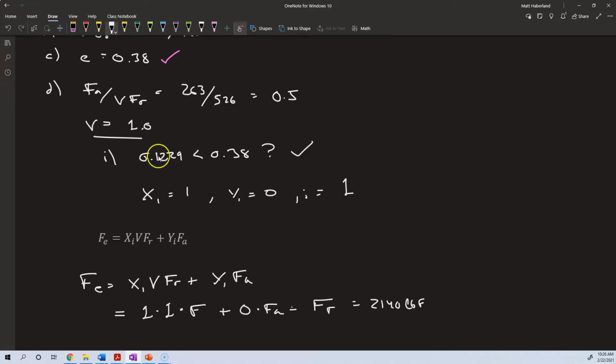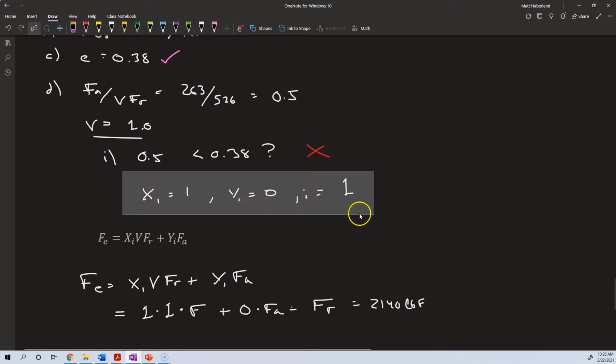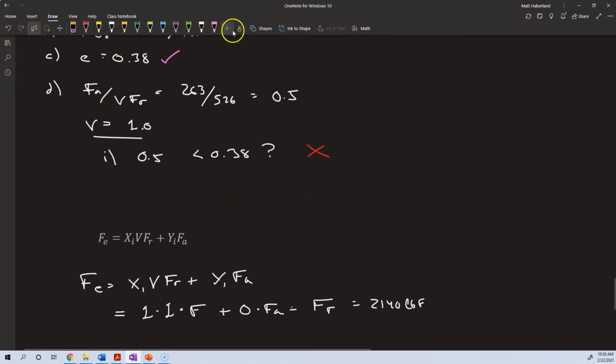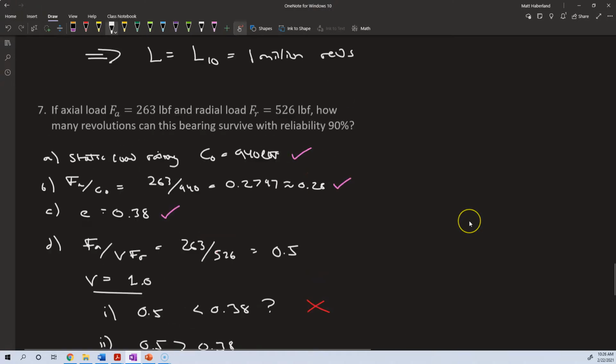And now we need to ask ourselves, is FA over VFR less than 0.38? Is 0.5 less than 0.38? No. So we need to move on. This is not going to be true. We're going to need to move on to the second set. 0.5 is greater than 0.38. That means we need to look up what X2 and Y2 are, and it's going to depend.